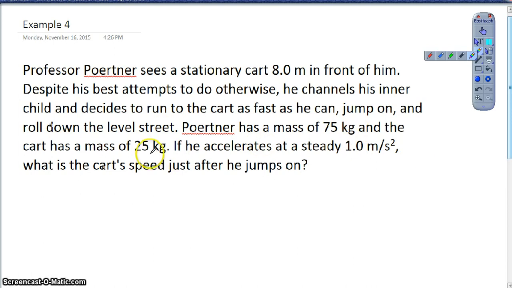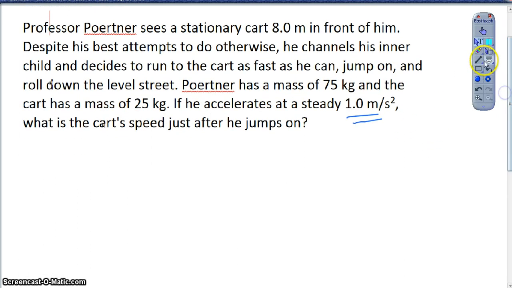He has a mass they give us, the cart has a mass they give us, and they give us his acceleration as well. What is the speed of the cart just after he jumps on? The key to this question, the reason I threw this question back in, again just to review, is that he jumps onto the cart. So initially you've got Portner, he sees the cart over there.